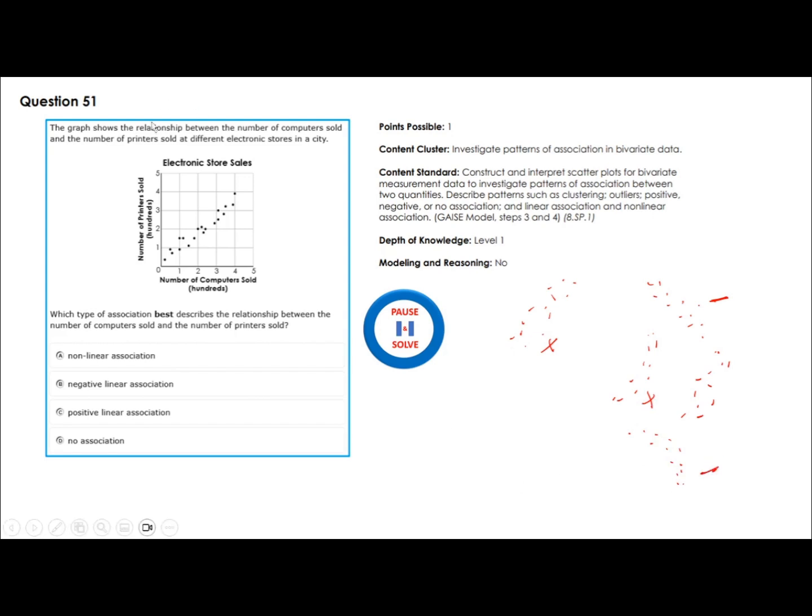So let's see. This one here is linear and positive. So that's not good. Non-negative linear, that's not negative, that's positive, that doesn't work. Positive linear association, yes. No association, when you have something like that, you have no association, okay?